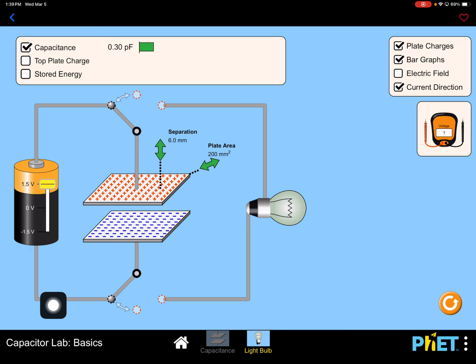Electrons flow from here to the first piece of metal, and these electrons will repel an equal number of electrons from this metal, and they'll go to the positive end of the battery. Okay, so this capacitor is said to be charged.